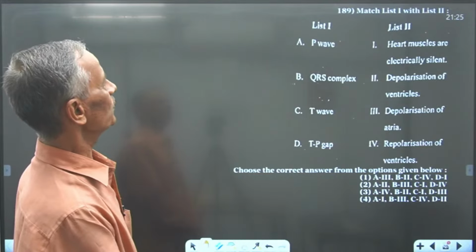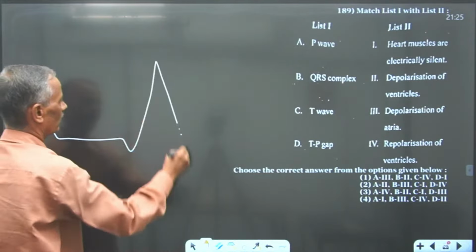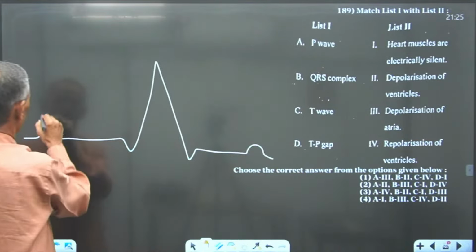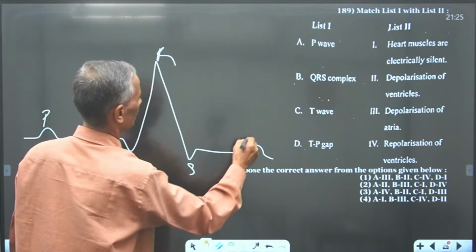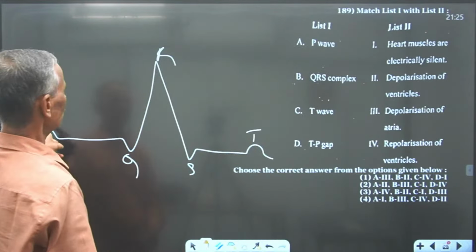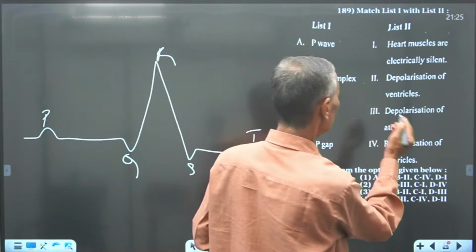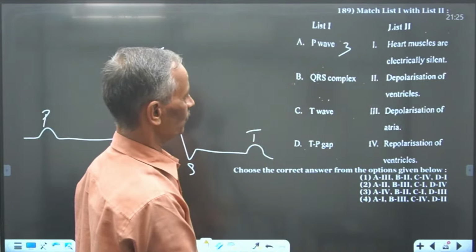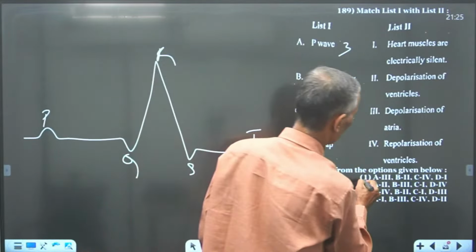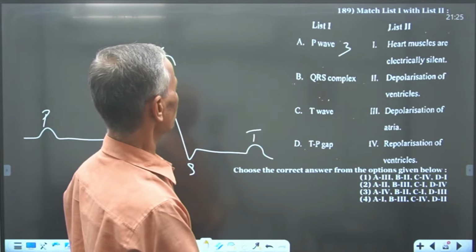Next question is regarding the ECG, P, Q, R, S and T. What is this P wave? P wave is the depolarization of atria. Depolarization of atria. This time you are also lucky because there is only one option. A is 3. We'll wait.